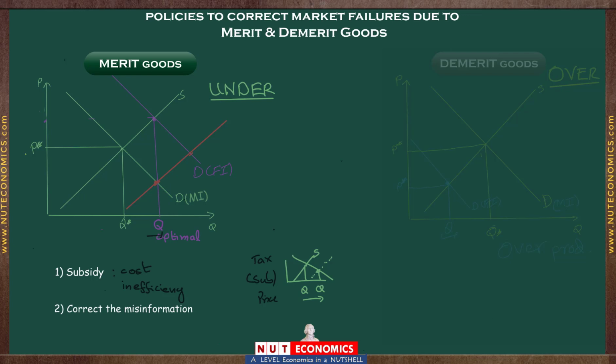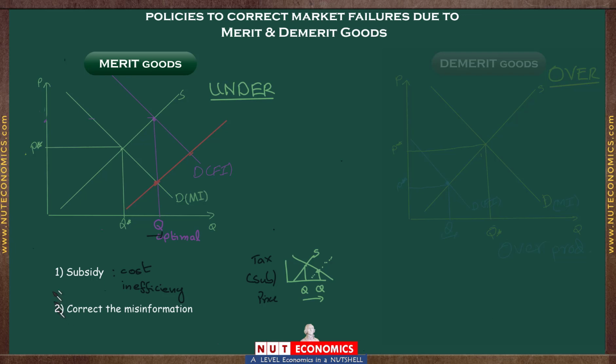Now the issue with this is that it is much easier said than done, because it is not easy to increase the amount of information. Giving ads, holding seminars, you need trained people who can do that, you need a lot of money, and then you need to wait. It's a long-term policy.